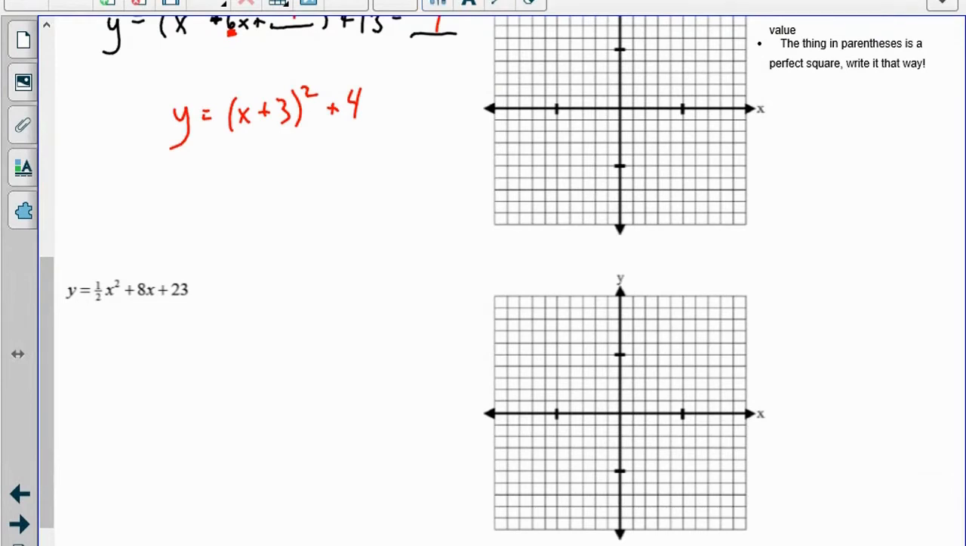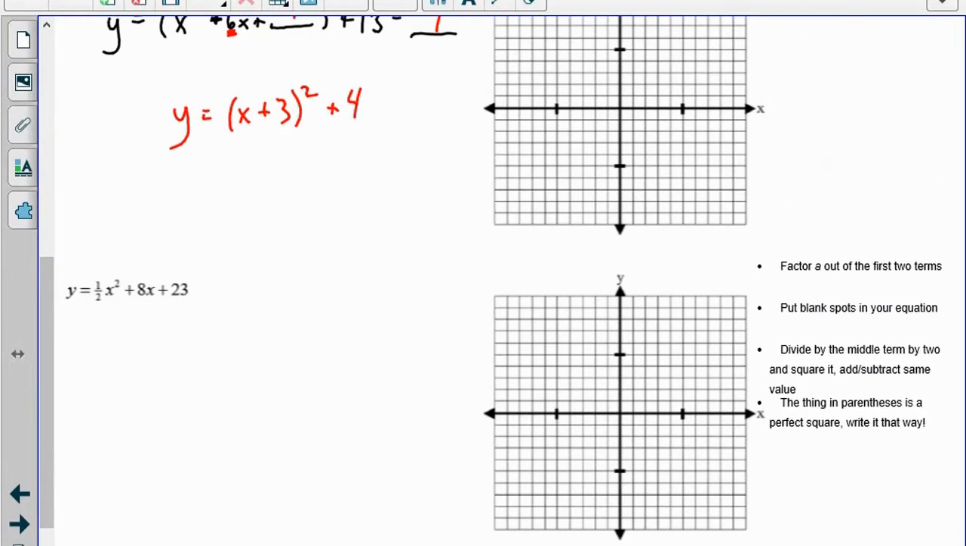Now let's look at the third problem. In the third problem, we actually have an a value, so we have to do something here. Let's confirm what we should get when we're done. Negative b over 2a is negative 8 over 2 times 1/2. So our x value of the vertex is negative 8. And then our y value of the vertex is what happens when we substitute negative 8 in. When we substitute negative 8 in, we should get negative 9. So we should get negative 8, negative 9 as our vertex, which means we should get y equals 1/2 times x plus 8 squared minus 9.